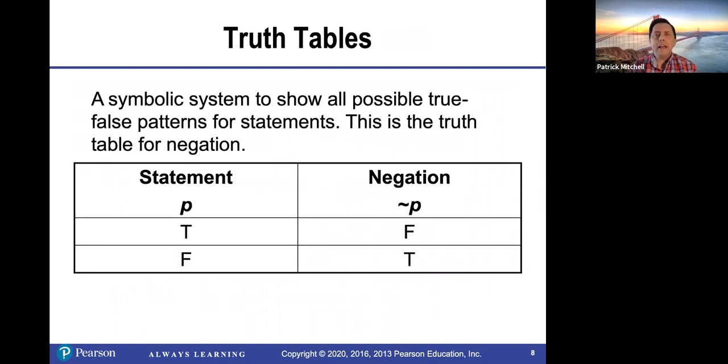All right, so now we get into truth tables. A truth table is a symbolic system to show all possible true-false patterns for statements. And what you're looking at here is one of the simplest examples. Let me explain this to you. Over here, it's saying that a given statement P can be either true or false. And what this is saying over here is that if the original statement is true, then the negation is false. And if the original statement is false, then the negation is true. That makes perfect sense, right?